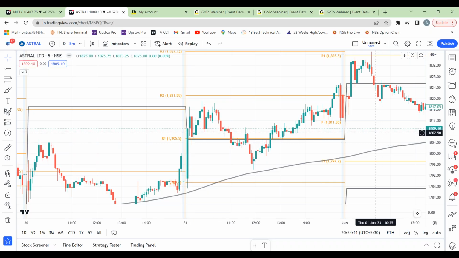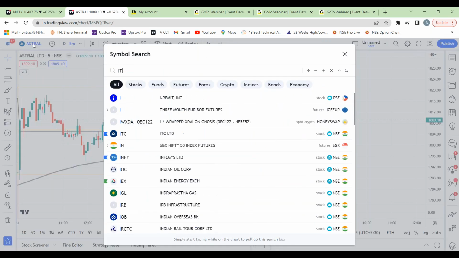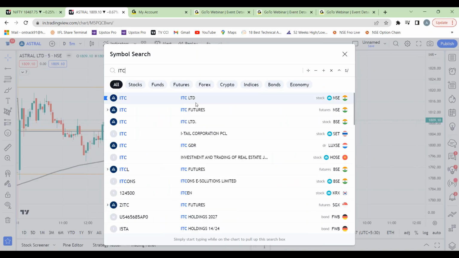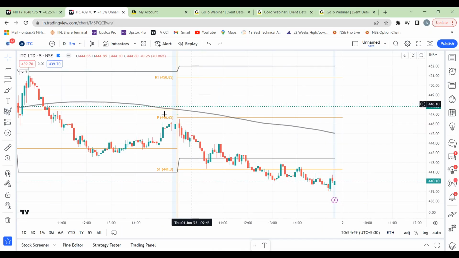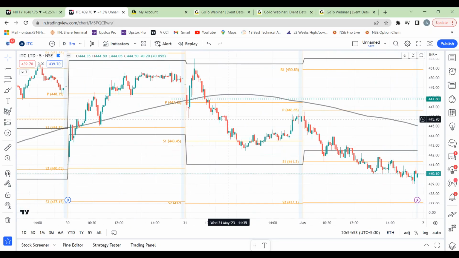All right, so now I'll also show you one sell trade basis the trend confirmation of the 200 moving average. ITC. We take an ITC sell trade below this level. Okay, the level is still marked on my charts. Below 447.8 was the level which we had marked for sell.